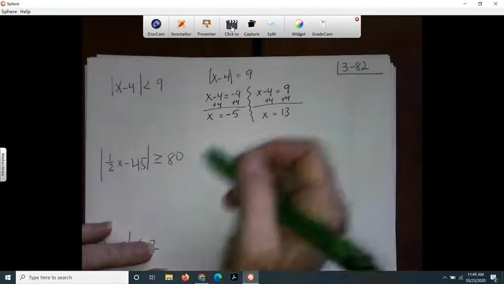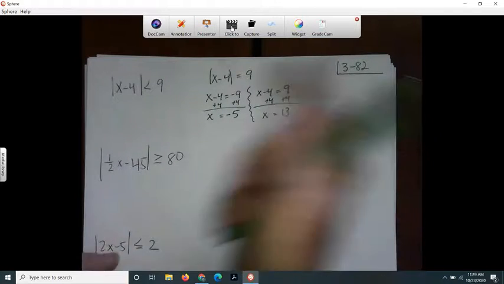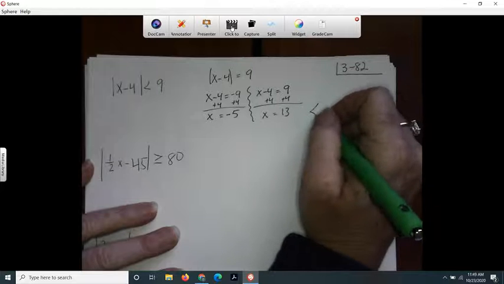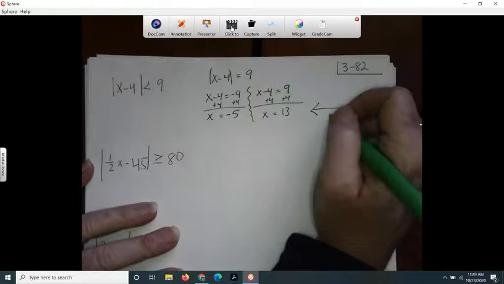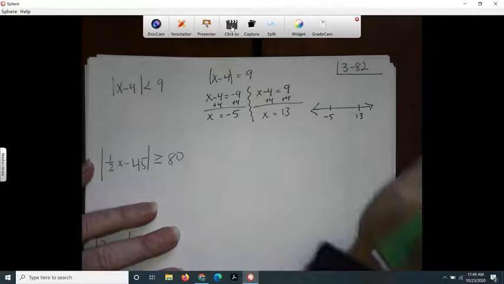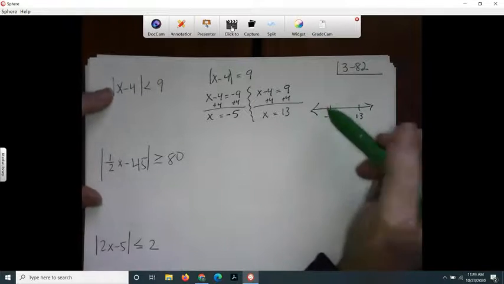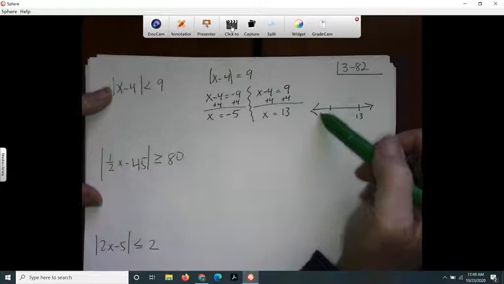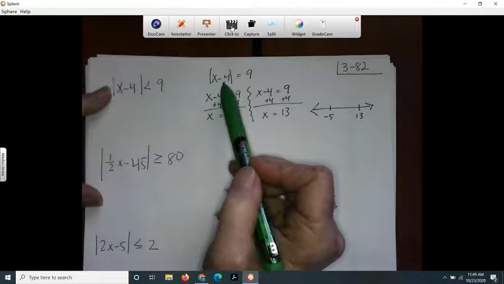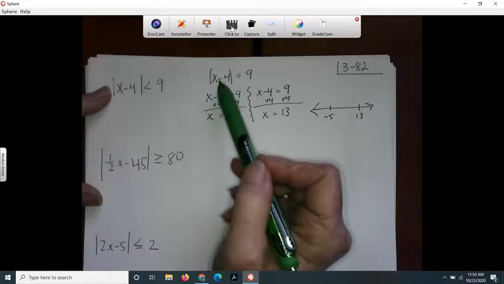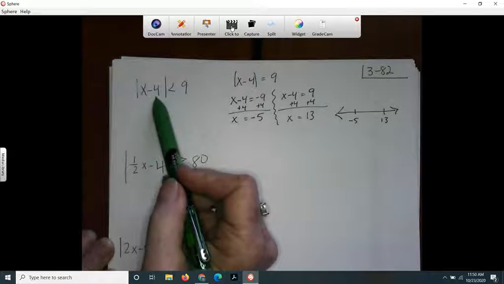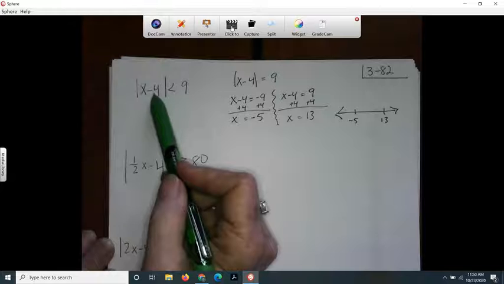But really, to be on the safe side, especially if you're taking a test, go ahead and make a number line and put a negative 5 on it and put a 13 on it and then test some points. I can test anything to the left of negative 5, like negative 6. Negative 6 minus 4 is negative 10. The absolute value of negative 10 is actually not less than 9, because the absolute value of negative 10 is 10. So that is not true over there.